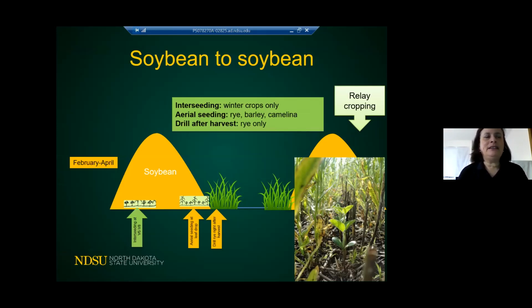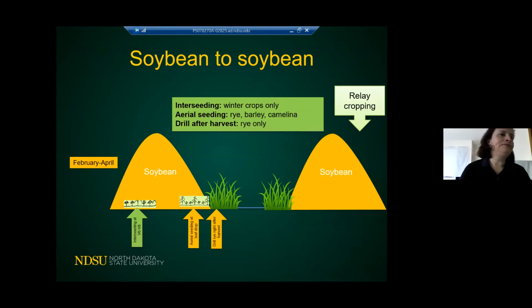Camelina is an oil seed of very high quality. So you could get that crop and make some money if we have a market. We don't really have a good market yet, but it's a good possibility because then you get two crops. Once you harvest the camelina, then the soybean keeps growing.